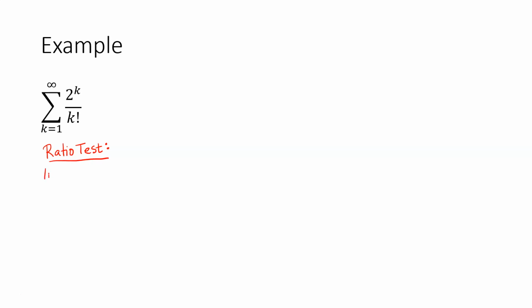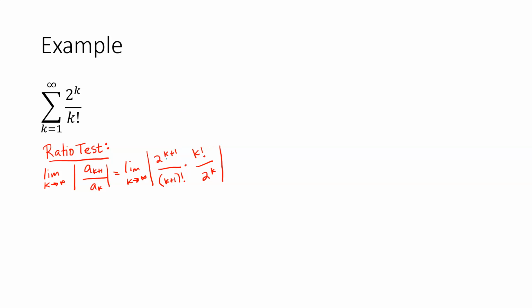So let's take the limit as k goes to infinity, a_{k+1} over a_k. So a_{k+1} will be the expression we get from putting in k plus 1. So it's 2 to the k plus 1 over k plus 1 factorial. And then the reciprocal of that would be k factorial over 2 to the k. Okay, now we can see how this simplifies.